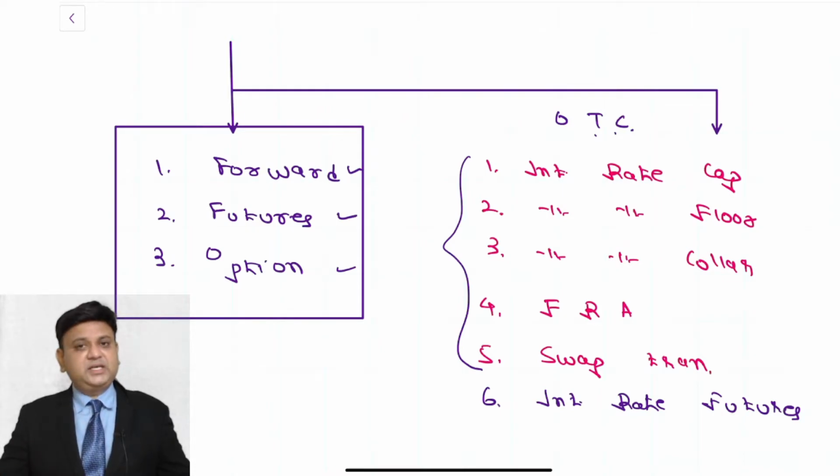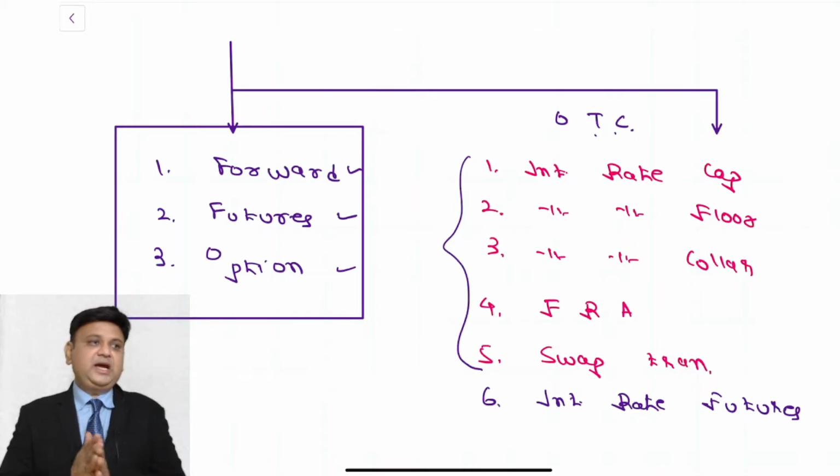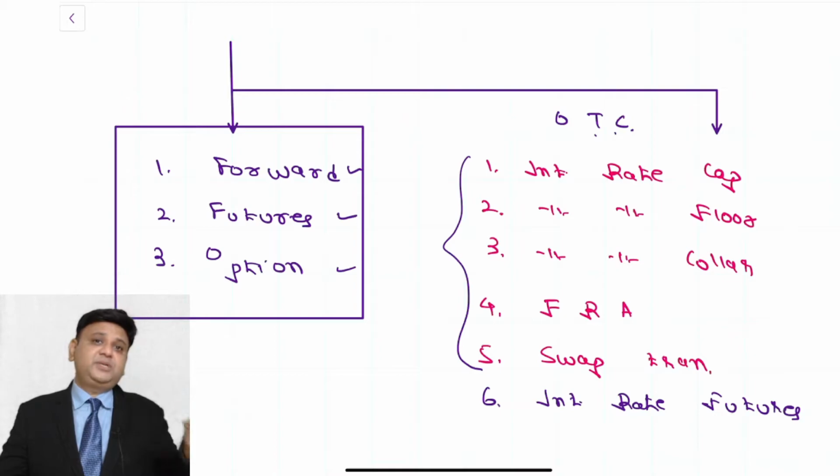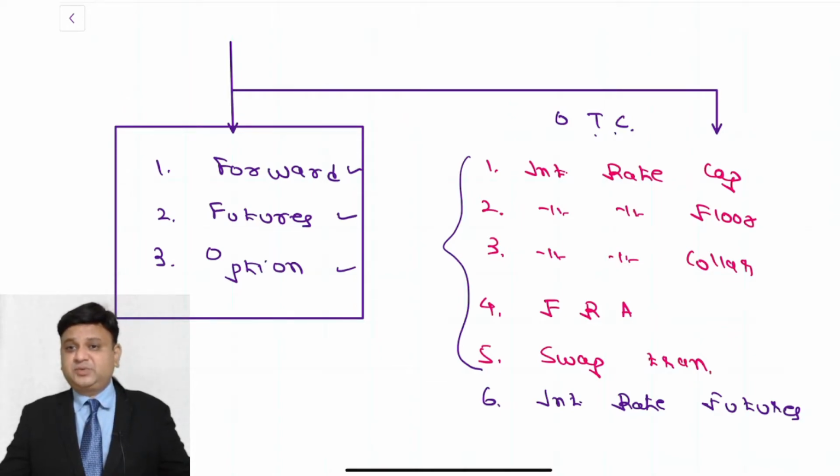Suppose I am an Indian company and I have a foreign subsidiary in the United States of America, and let us say the United States dollar is depreciating. Then at the time of consolidation of my financial statements, I will have to book a loss. Why? Because the dollar currency in which I have made the investment depreciates.